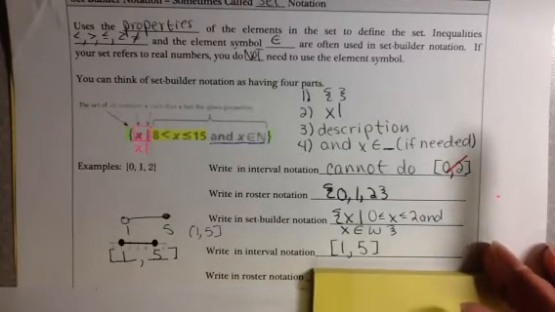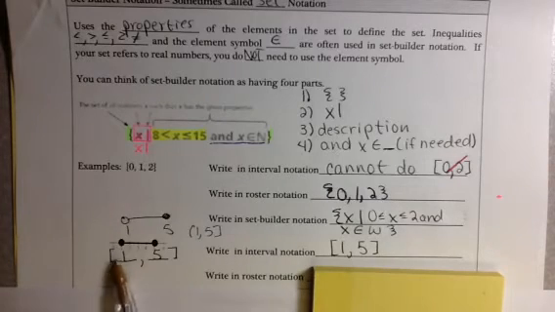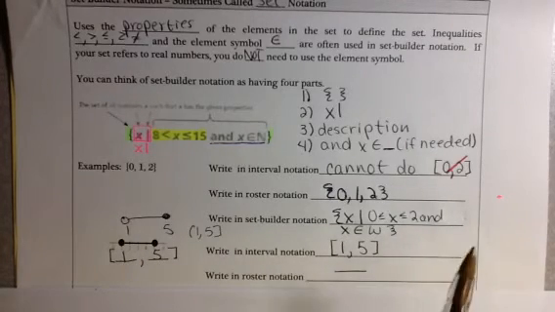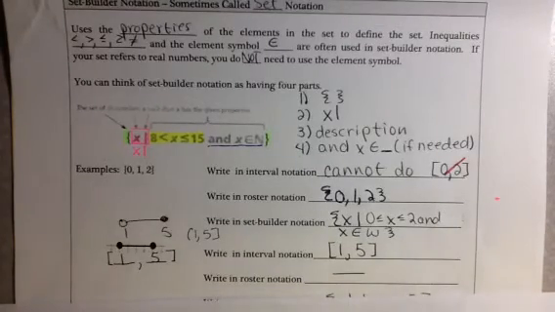All right, roster notation. Can we list all of those, everything in between? Well, no, because we would be listing on the number line. Remember, it's not just the numbers that you see here, but it's every single thing in between. So 2.3, 2.5, 2.7, and so on. So with roster notation, we would not be able to do that.